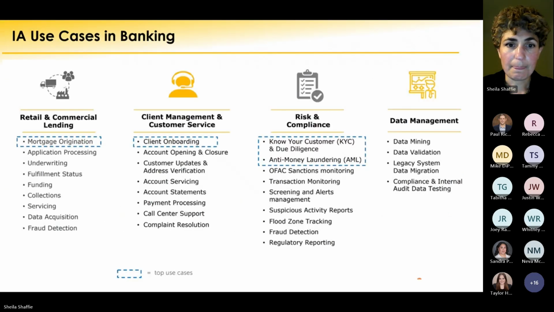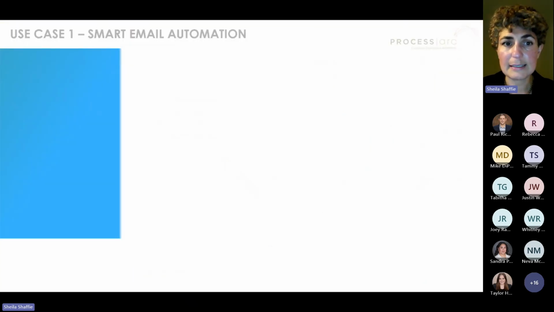Okay. So here's, again, a summary of all the areas that we historically and repeatedly hit with automation. So you'll know mortgage origination, client onboarding, know your customer, anti-money laundering, wire transfers even are places that we consistently go to for automation opportunities.